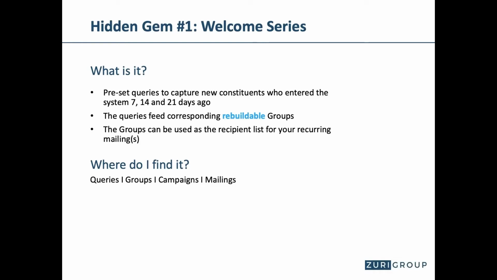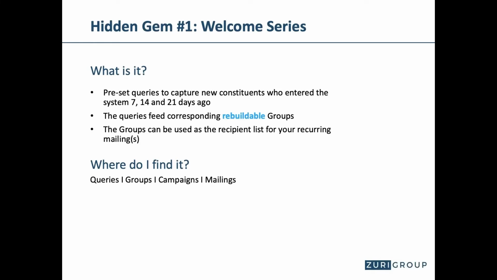How you define new can be up to you, but I believe that the pre-existing new definition is anyone who's entered the system, so a new constituent record. The series, as it's currently set, targets people 7 and 14 and 21 days after they've entered the system, whether it be through you adding them to the system or through submitting a form. They just have a fresh constituent record.